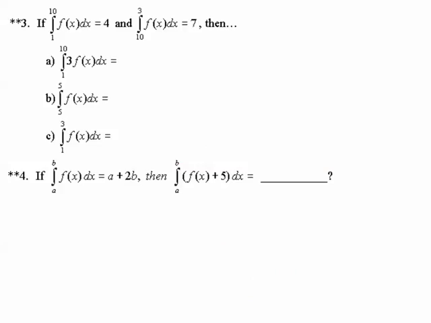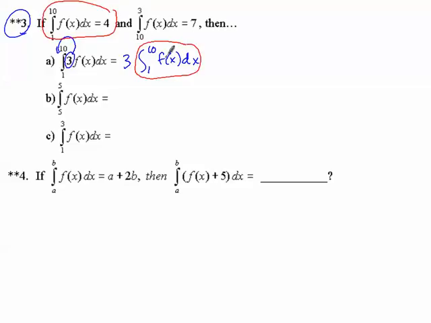In number 3, also multiple problems taken from AP exams, we're given information about the integral of a function: on 1 to 10 is 4, and from 10 to 3 is 7. Let's use our properties. So pull out the 3, and we're doing 3 times the integral from 1 to 10 of f of x. And knowing this one, well, that's just a substitution. This comes out, 4 goes in its place, and we get 3 times 4, or 12.